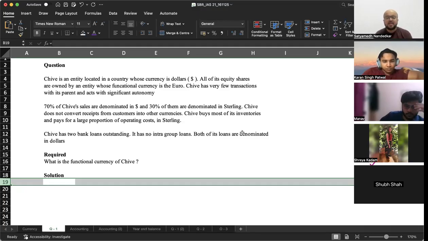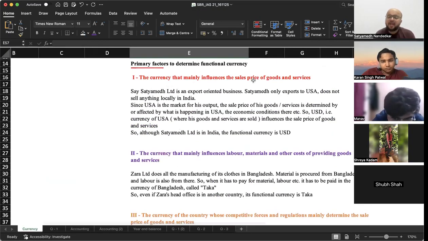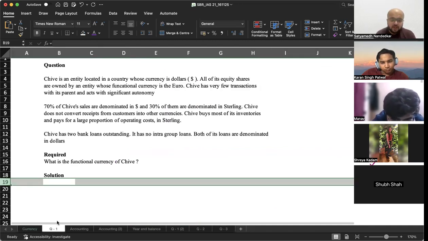70% of Chive's sales are denominated in dollars and 30% of them are denominated in sterling. Okay, so the currency that mainly influences the sale price of goods and services will become the functional currency. So if 70% is in dollar and 30% is in sterling, then it is safe to say that the dollar might appear as the functional currency, might become the functional currency.